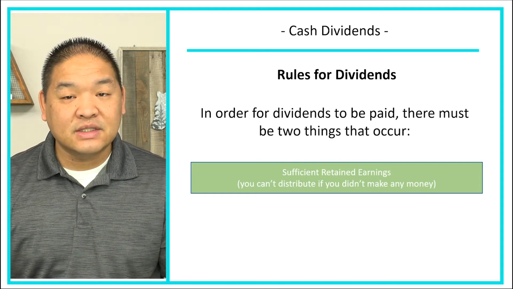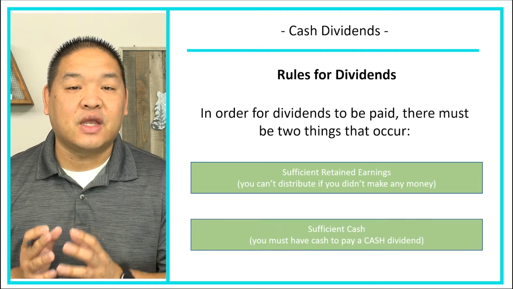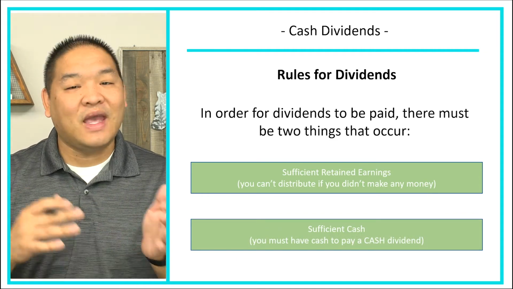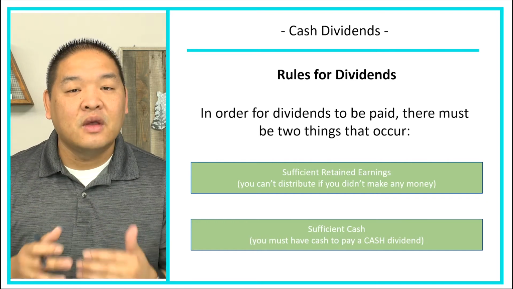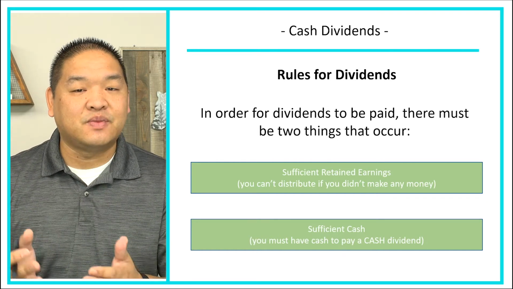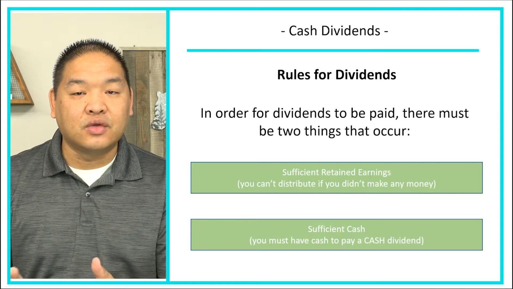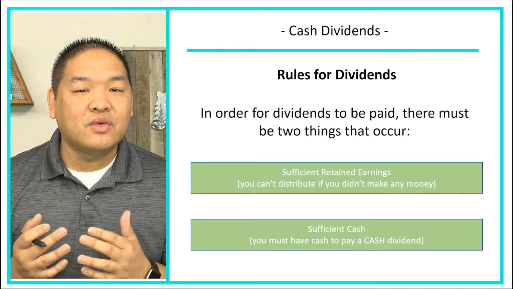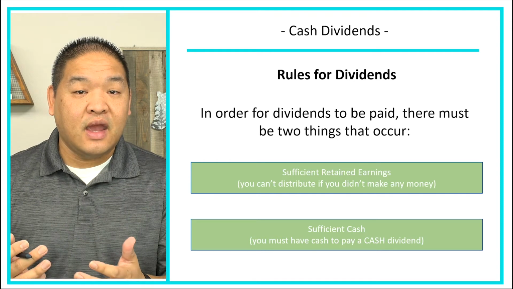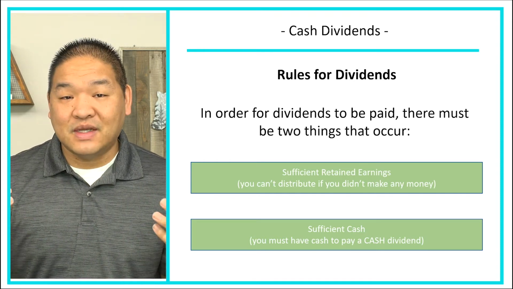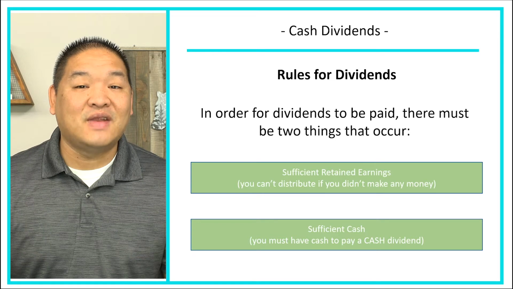The second thing that must occur is that we must have sufficient cash. If we don't have any cash, we can't pay a cash dividend. So obviously that's an obvious one there. We've got to have cash to be able to pay dividends to our shareholders. So there may be reasons why a company doesn't, for instance, pay a dividend, and they might be profitable. It might be just because they don't have any cash.